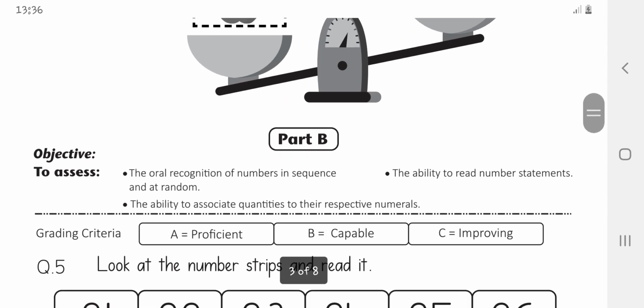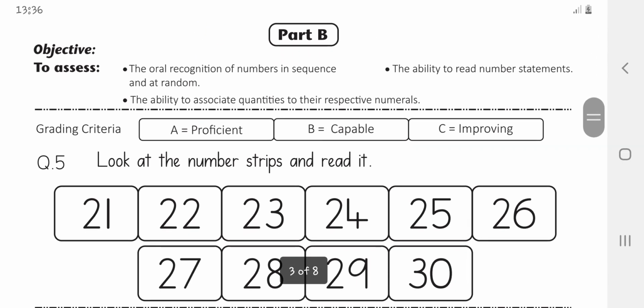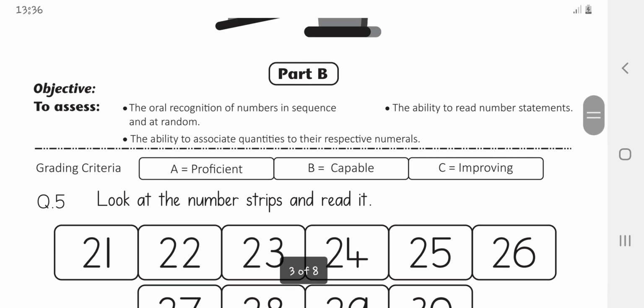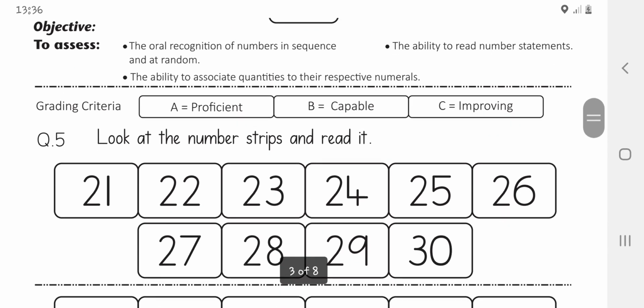This completes part A. In part B, we are assessing the oral mathematical skills of the students. How well do they recognize the numbers by just looking at them? Can they read the numbers in sequence? Can they read the numbers randomly? And also, can they read the number statements? So the objectives are to assess the oral recognition of numbers in sequence and at random, to assess the ability to associate quantities to their respective numerals, and to assess the ability to read number statements.